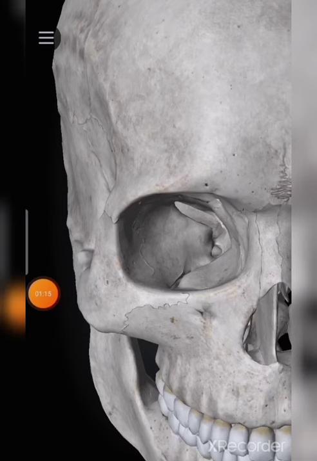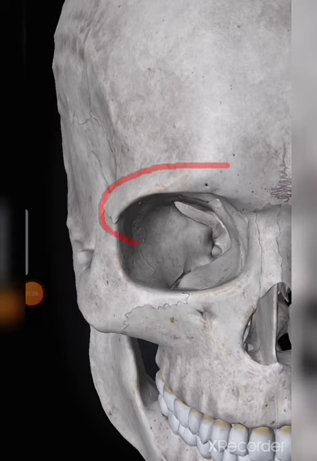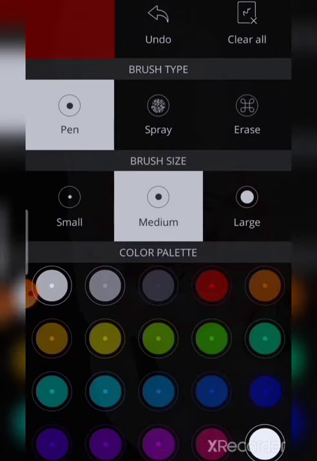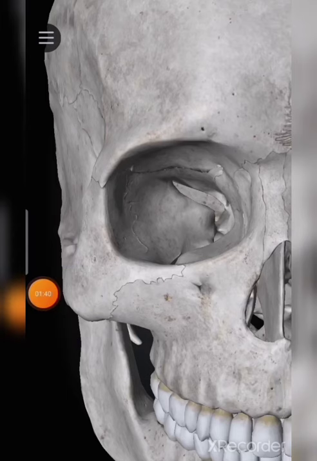So this is your orbit, right? We divide the orbit into four walls. There are four walls of the orbit. The first one here is the superior wall. Then this one is the medial wall, the inferior wall, and then the lateral wall. Now let's see which of the bones are contributing to the formation of all four walls of the orbit.